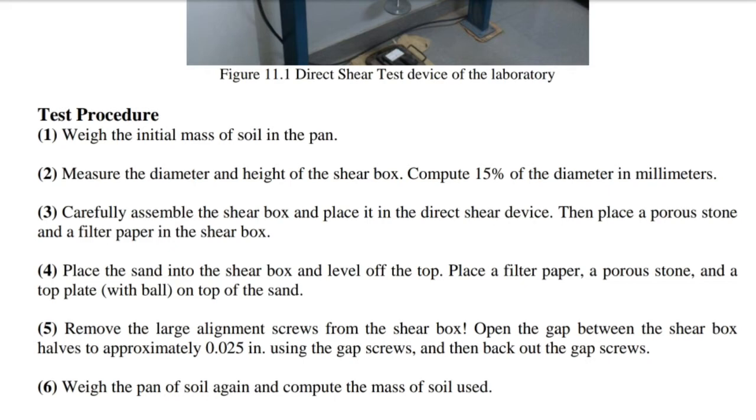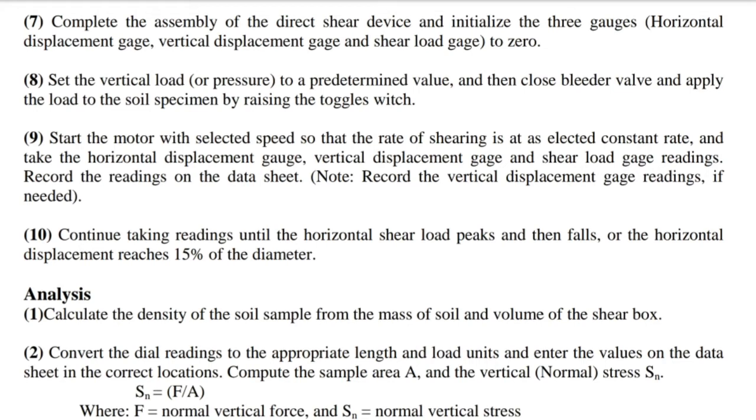5. Remove the large alignment screws from the shear box. Open the gap between the shear box halves to approximately 0.025 inch using the gap screws, and then back out the gap screws. 6. Weigh the pan of soil again and compute the mass of soil used. 7. Complete the assembly of the direct shear device and initialize the 3 gauges: horizontal displacement gauge, vertical displacement gauge, and shear load gauge to 0.